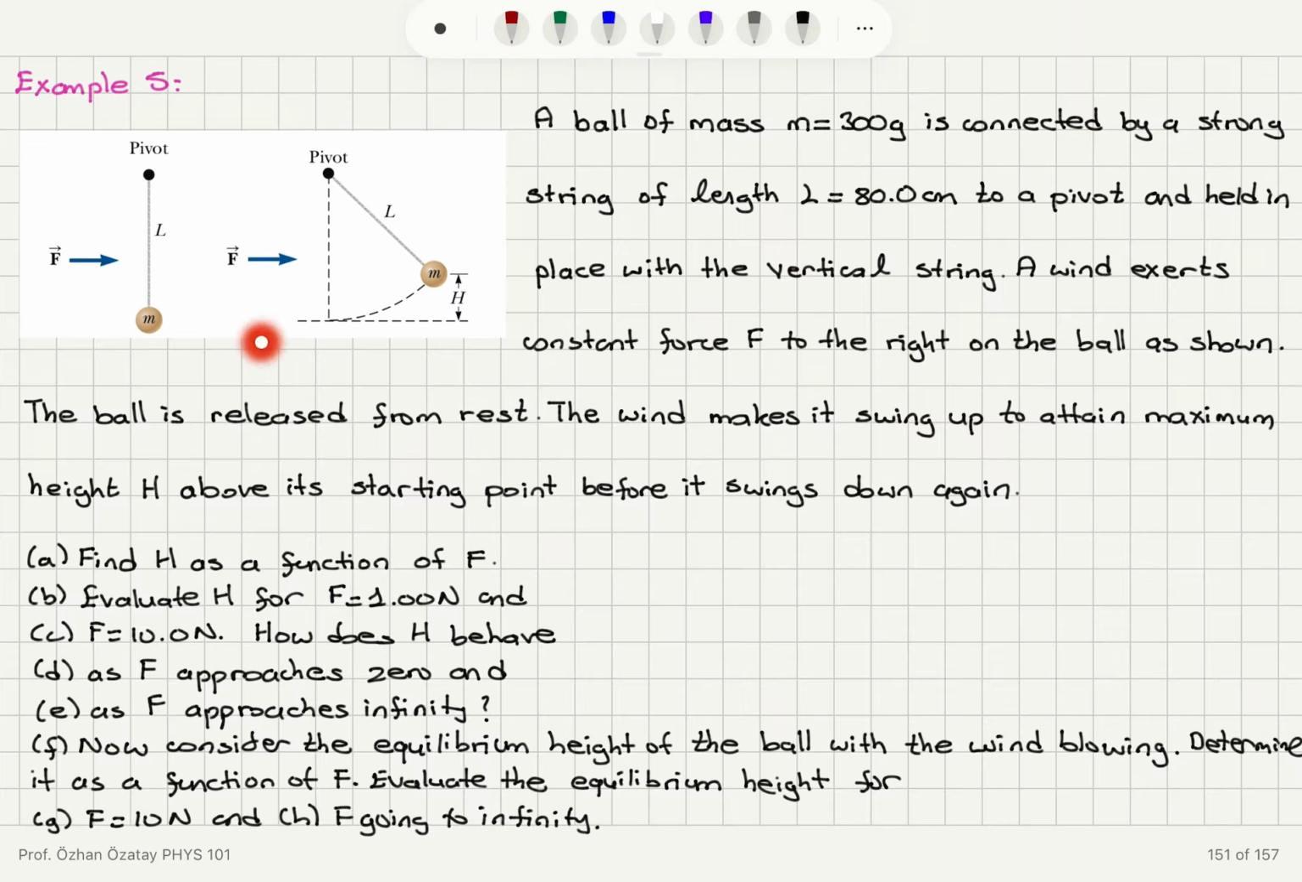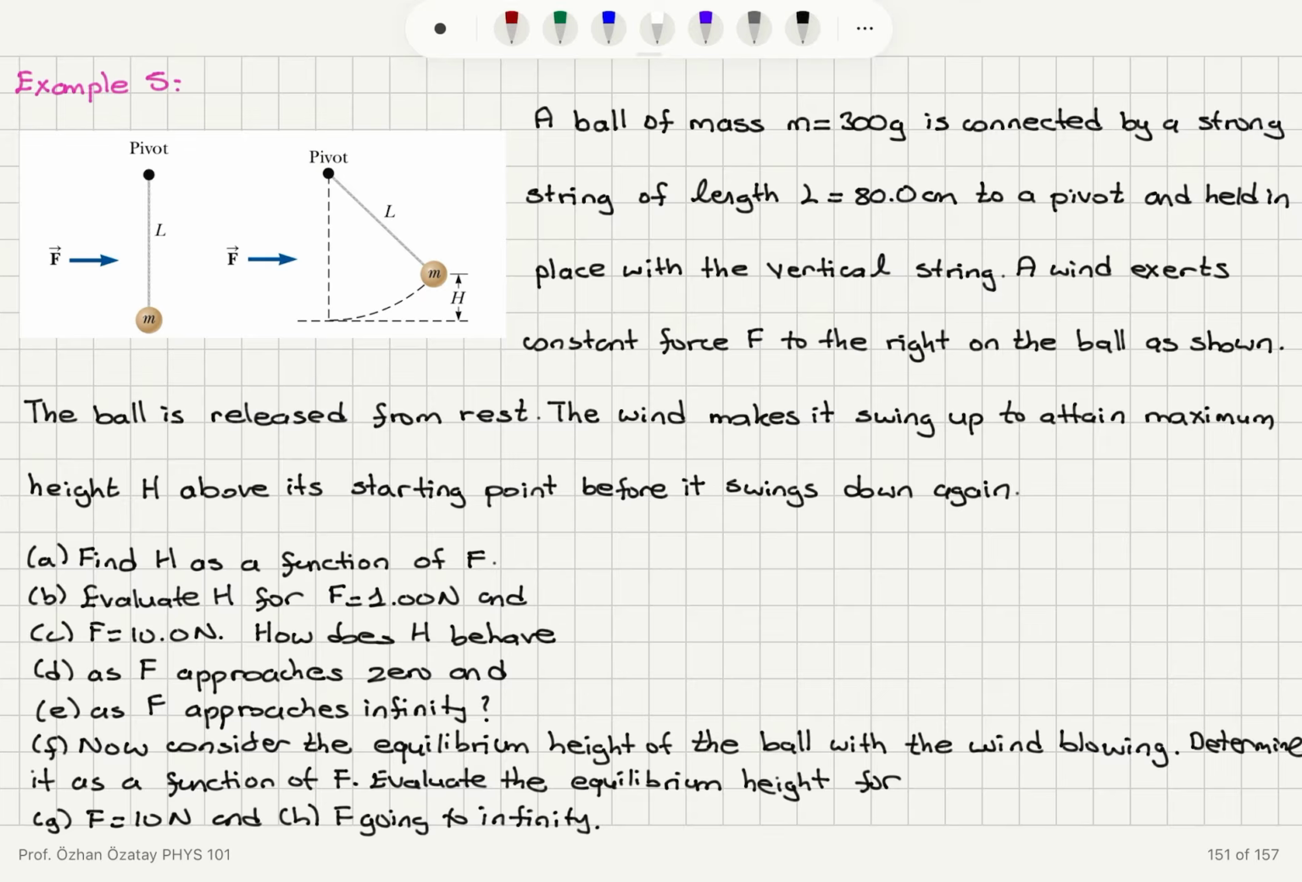The wind makes it swing up to attain maximum height h above its starting point before it swings down again. Find h as a function of F. Evaluate h for F equals 1 newton and 10 newtons. How does h behave as F approaches 0 and infinity? Also consider the equilibrium height of the ball with the wind blowing, determined as a function of F and evaluated for 10 newtons and infinite force F.